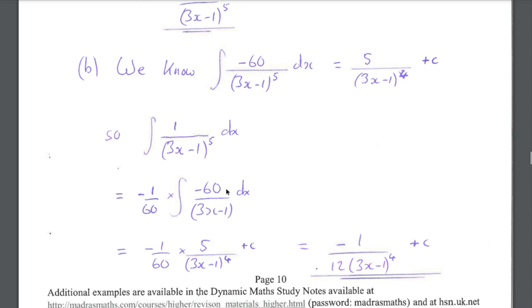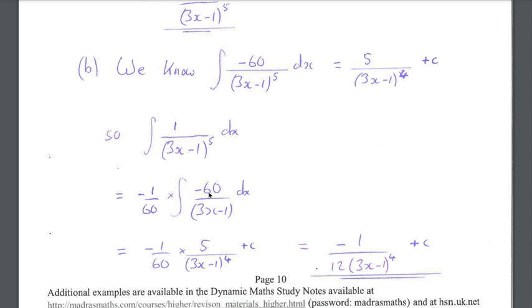So once I've made that step, the integral of this dx will just be 5 over 3x minus 1 to the 4 plus c. So I'll have negative 1/60th of that, because the integral of all of this, as we know from part A, will give me that. So 5 over 60, we can simplify by a factor of 5, so I'll simplify to negative 1/12, which will give me my final answer here.